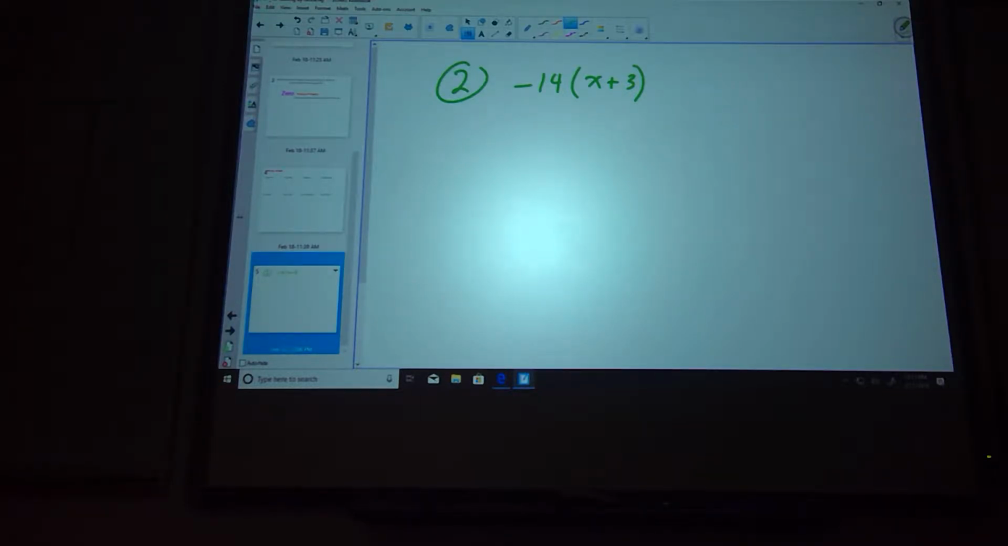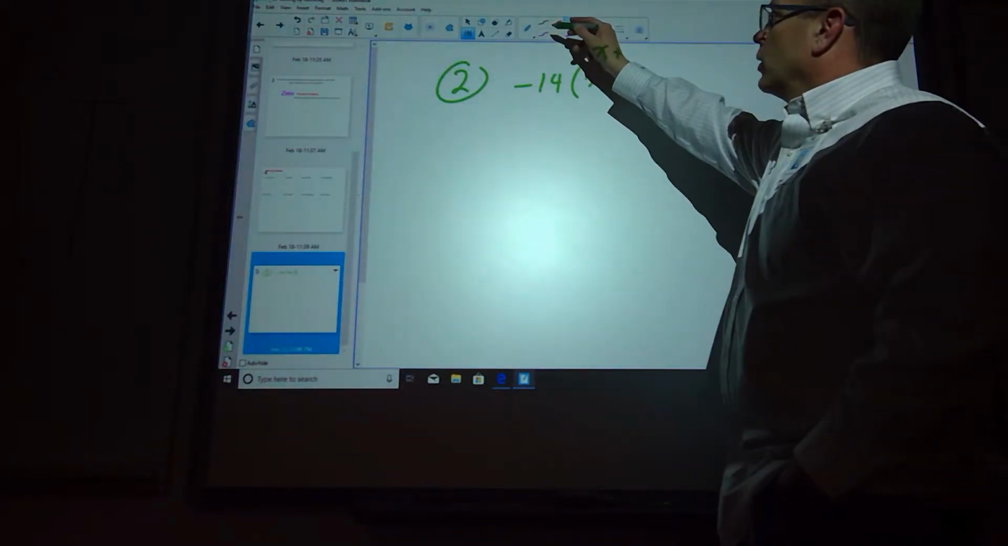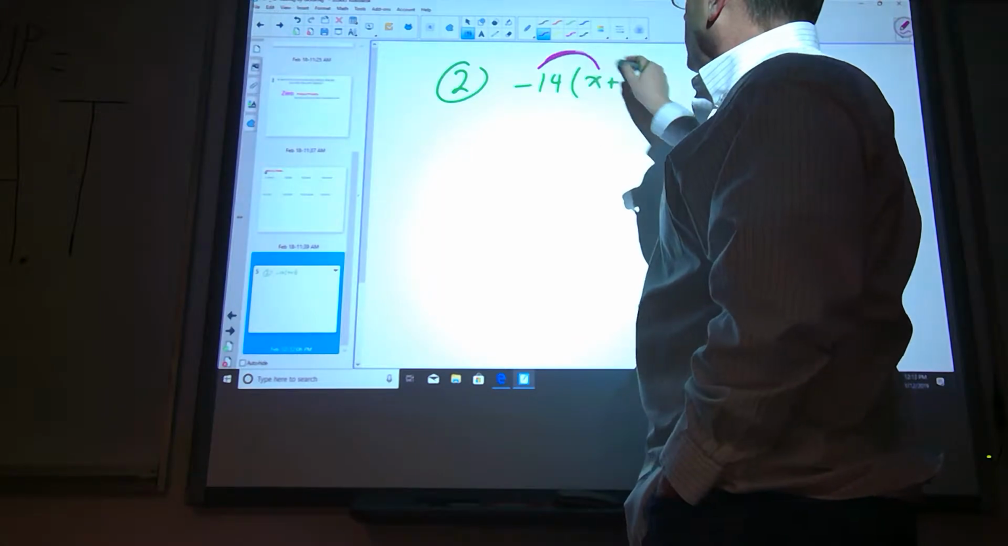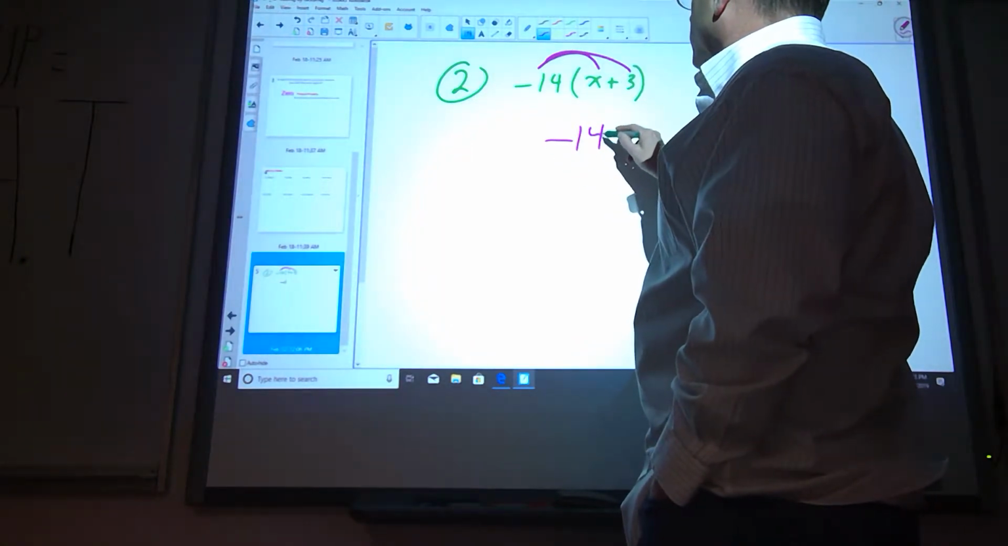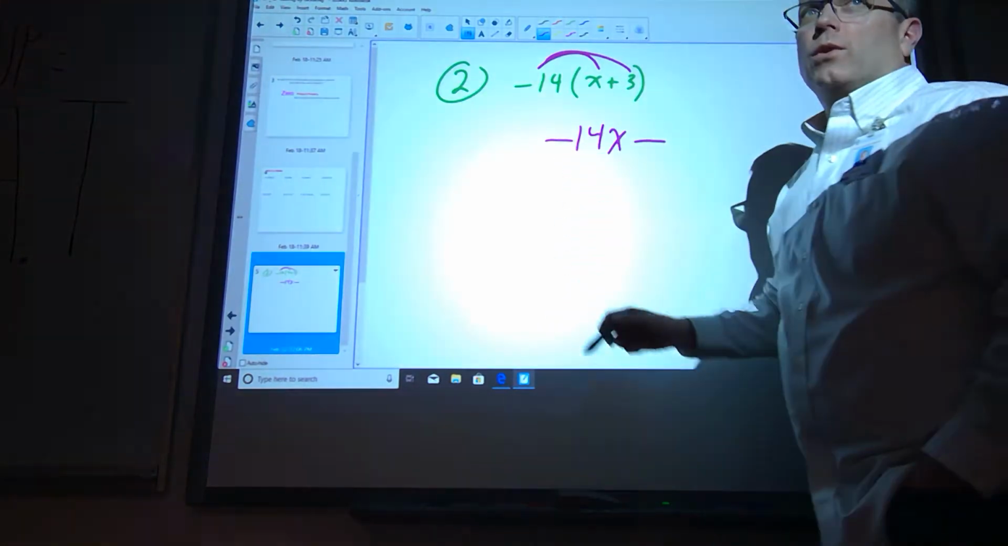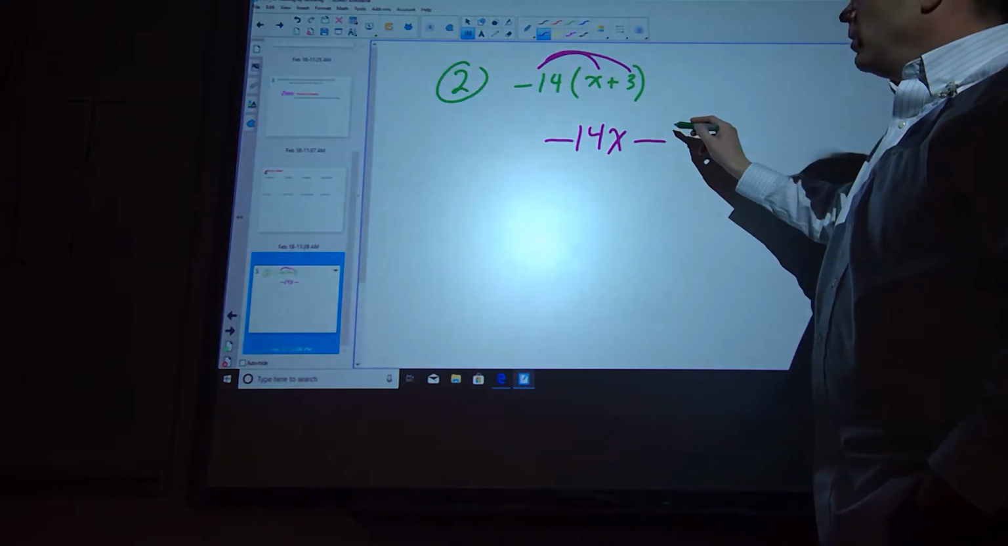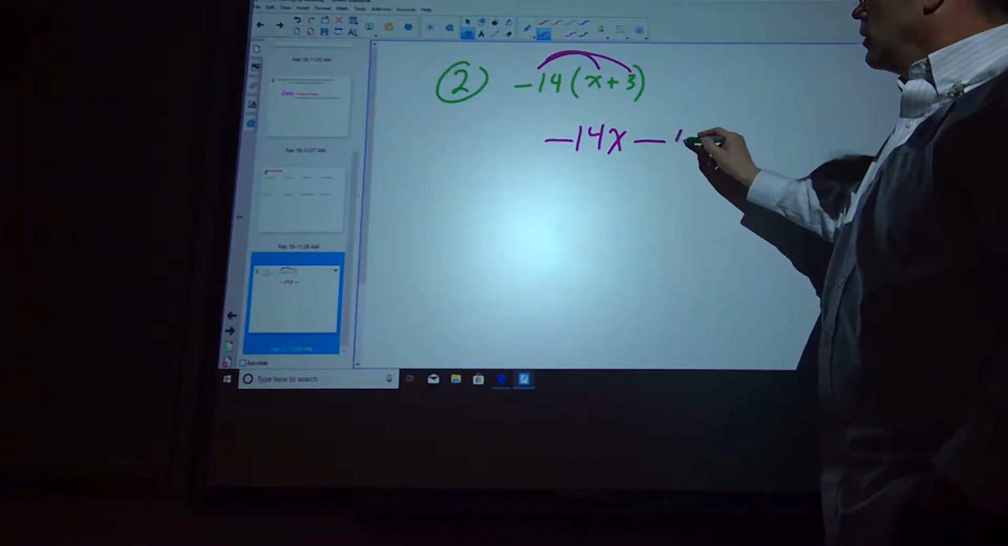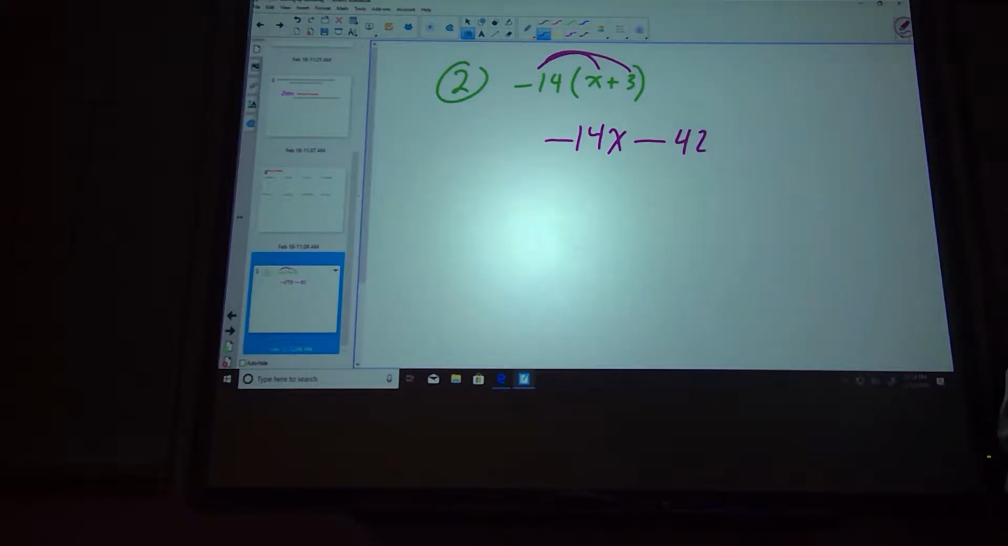So what should I do here? Multiply. I'm just going to distribute negative 14 over the parentheses. So I get negative 14x minus, and then 14 times 3 is, I believe, 42. Is that right? I think that's right. That's done. There's no further to go. Is that okay, Sophia? Yes, it is.